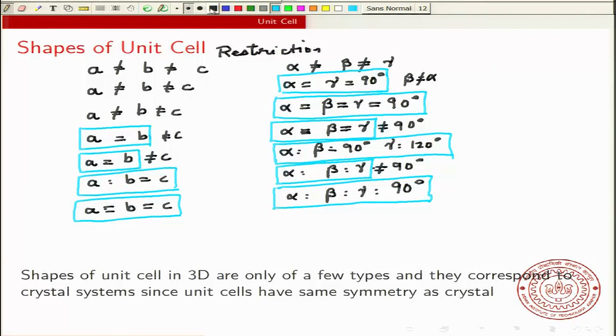Okay. And if you have a unit cell that satisfies this, such a unit cell is called a cubic unit cell. Then this unit cell, so this is the shape of the unit cell. I'll put the shape of the unit cell here. Okay. So, this shape is referred to as a rhombohedral shape.